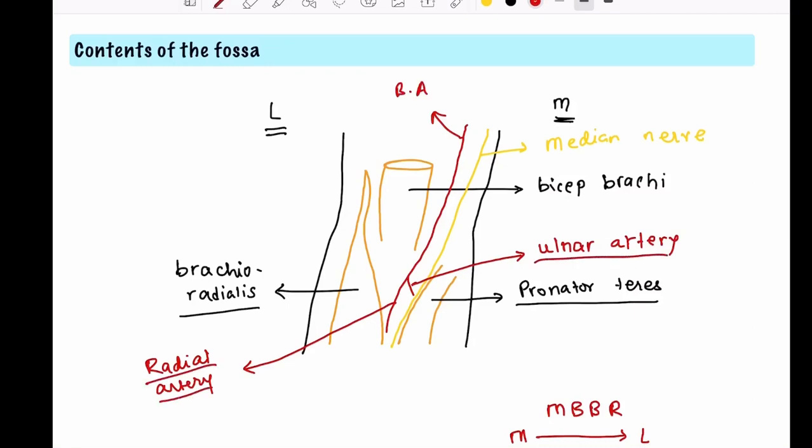The third content is the tendon of the biceps brachii muscle. This is the biceps brachii muscle, and the tendon lies to the lateral side of the brachial artery and makes the third content of the cubital fossa.